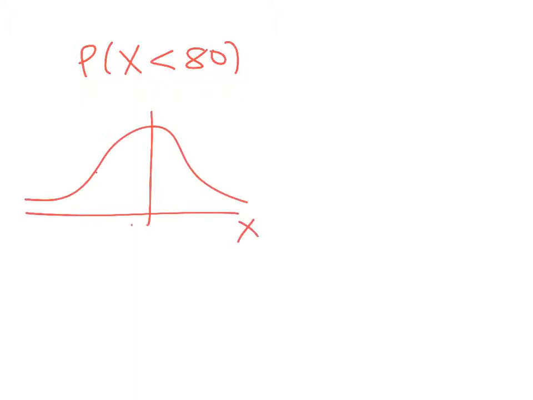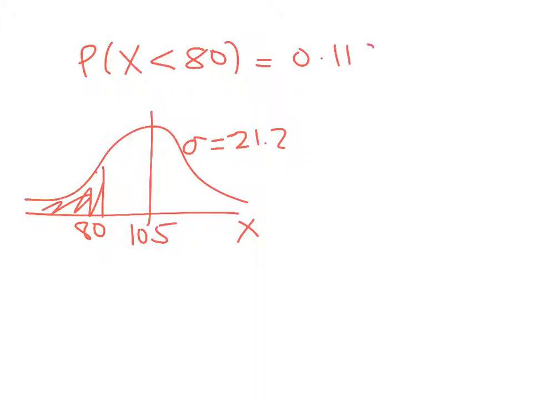Here's X. This is 105. Sigma is equal to 21.2. And so we're going to colour in this tail here. So we can pop that straight into your graphics calculator and you should get, let's see, about 0.119, which is 11.9%. Okay, I say usually go to 4 dp.